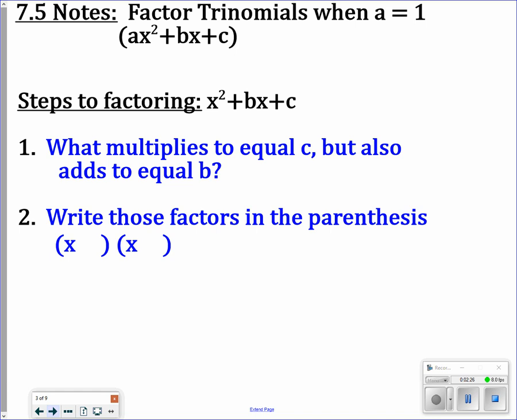All right, factoring trinomials with a of 1, meaning there's no lead coefficient, there's no number in front of the x squared. Here's the question you will constantly ask: what multiplies to equal c, but also adds up to equal b? Then we're going to be writing those factors into the parentheses. So it's going to be a constant situation of your times tables. Two things that multiply to be one number, but add to be another.